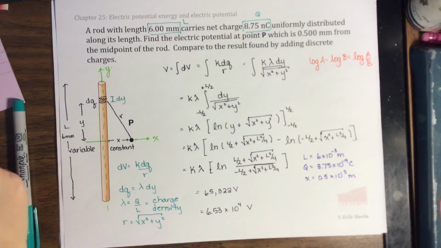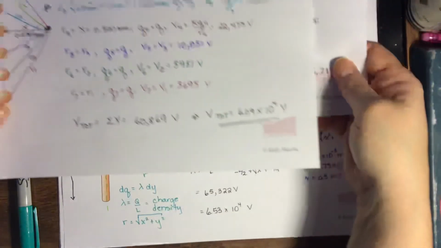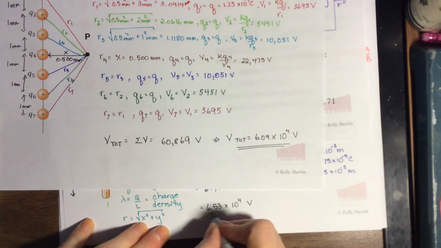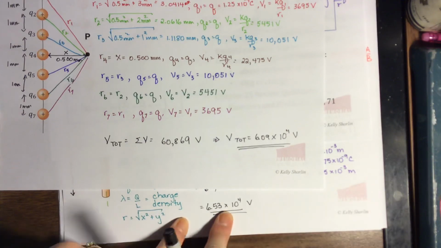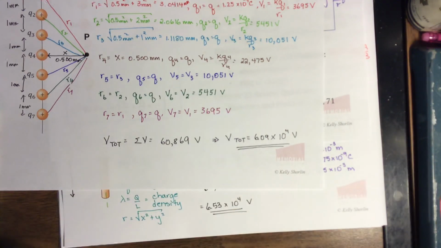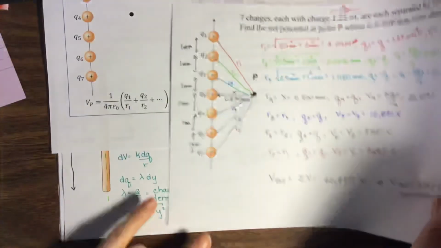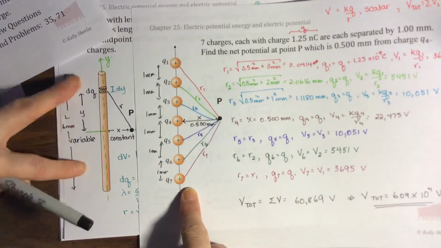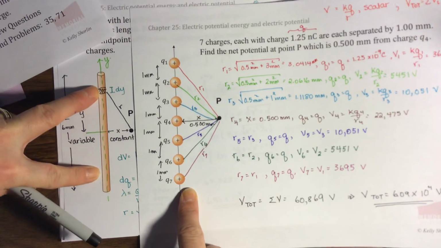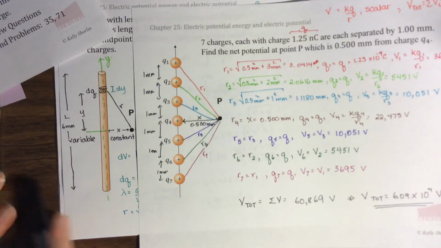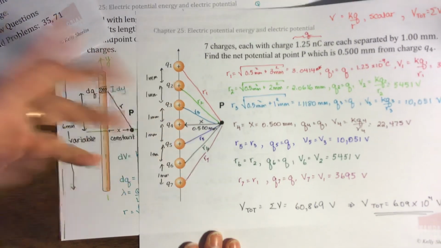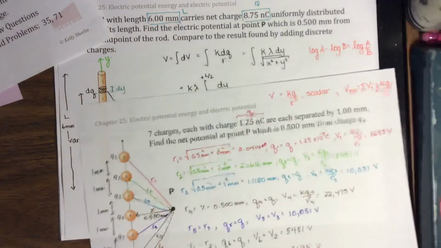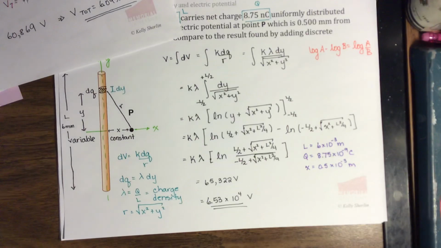So let's just take a quick look at what we had when they were discrete charges. When they were discrete charges, it was 6.05 times 10 to the 4 volts. When it's a line of charge, it's 6.53. They're in the same ballpark, but you don't get the same answer. So the nature of the charge distribution really matters. A set of charges distributed this way doesn't give exactly the same potential as a set of charges distributed this way. And that kind of makes sense because the position of each charge matters, and the position of these guys is just not the same as the position of these guys. So we get a similar result, but not the same result.